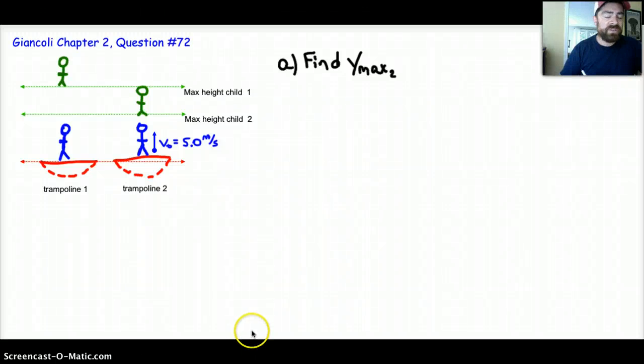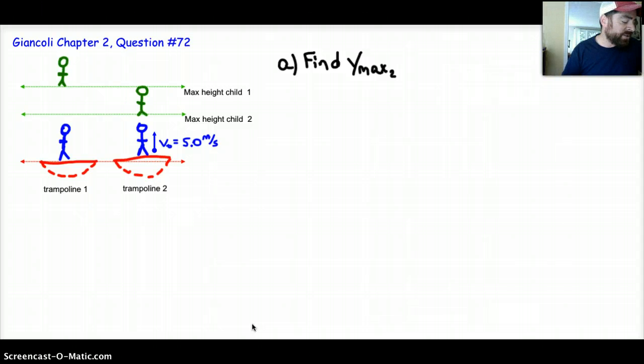This is problem number 72 on page 43 of chapter 2 of the textbook. It reads, two children are playing on two trampolines. The first child can bounce up 1.5 times higher than the second child. The initial speed of the second child is 5 meters per second.